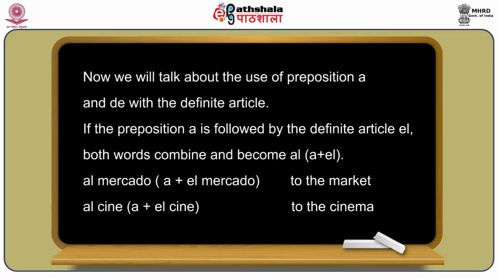Now you should pay attention when this el comes with certain prepositions like a and de. What happens when the definite article comes with the preposition a and the preposition de? If the preposition a is followed by the definite article el, both words combine and become al. For example, as you can see, al mercado. This al comes from a plus el, because mercado is masculine and it is el mercado, which means the market. So to the market, when this a comes with el, it becomes al.